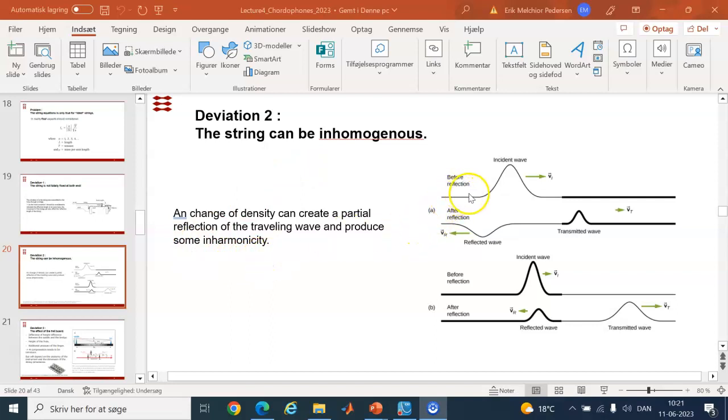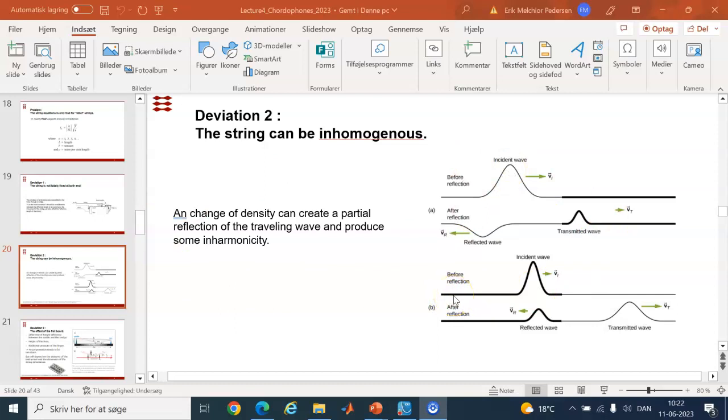Here I have, before reflection, a wave on a string with smaller mu, mass per unit length, and it meets a bigger string, a heavier string. And after reflection, the reflected wave is in the opposite direction, and the transmitted wave has the same shape as the incident wave.